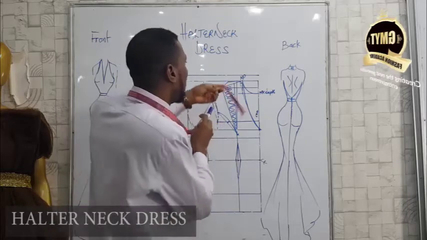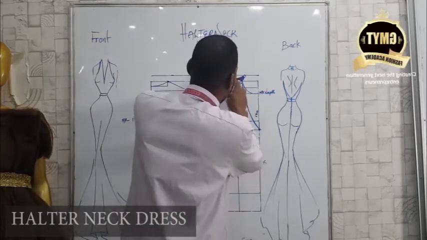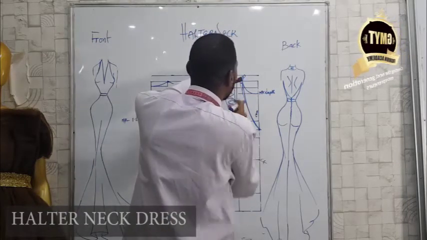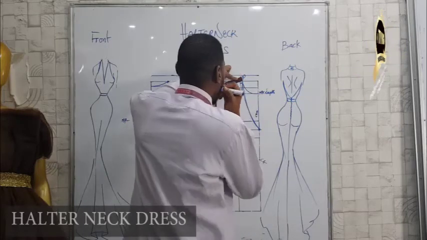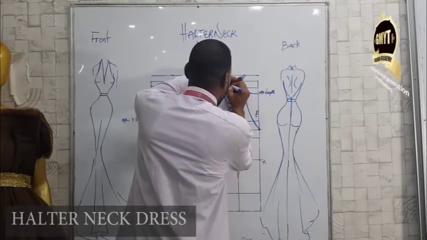So how do you do that? From my NP, I'm going to take a measurement of 6 cm strap width. So I'm going to measure my 6 cm here. See?